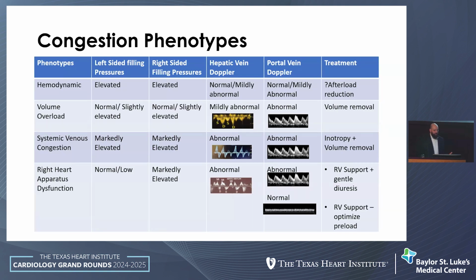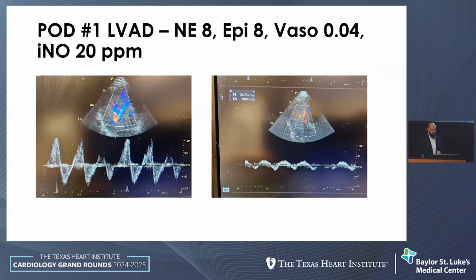And lastly, the right heart apparatus, where we know the left-sided filling pressures may not be that high, right is going to be high. You will always have abnormal hepatic vein Dopplers, and now you can discern between those who need more volume or less volume by examining the portal vein. We obviously are going to support the RV as we usually do, but you will decide whether you're going to do gentle diuresis versus optimizing the preload.